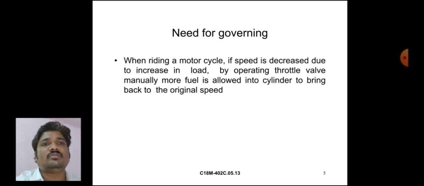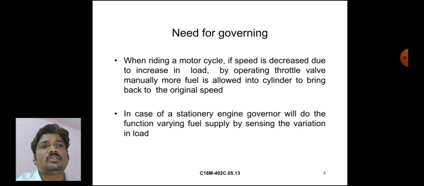Need for governing: in riding a motorcycle, if speed decreases due to increase in load, by operating the throttle valve manually, more fuel is allowed into the cylinder to bring back the original speed. This purpose is served by governing. In a stationary engine, the governor does this function by varying the fuel supply by sensing the variation in load.